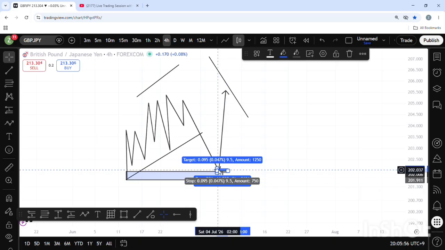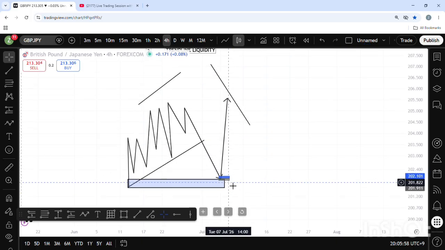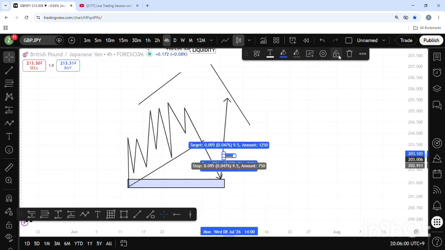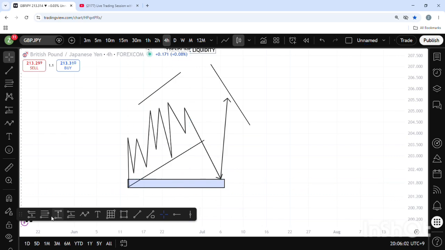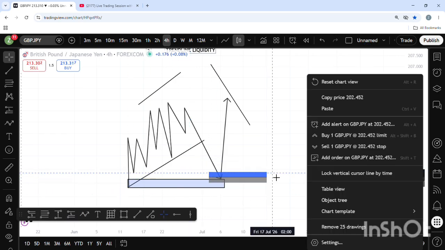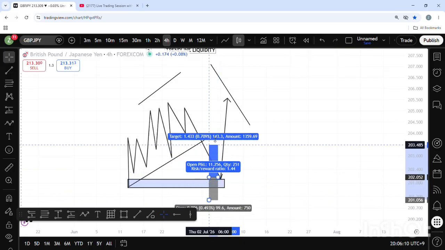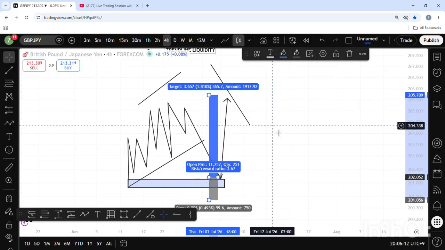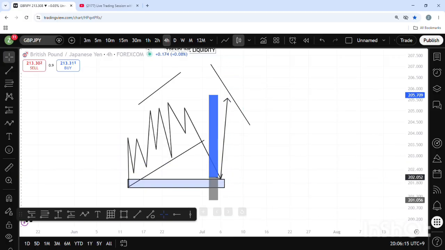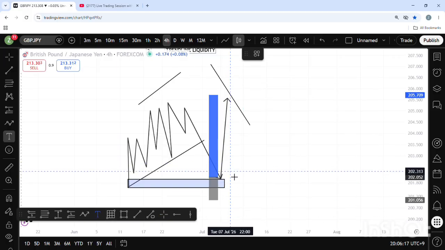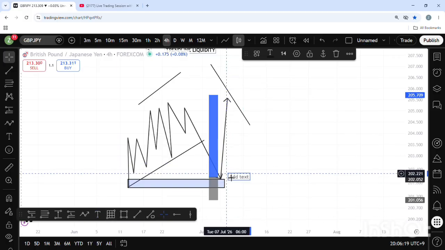Okay, so for me as an SMC trader, if this was my point of interest, where you can see the order block, I will comfortably wait for the market here. I will comfortably wait for the market here, simply because I can see liquidity above my point of interest.